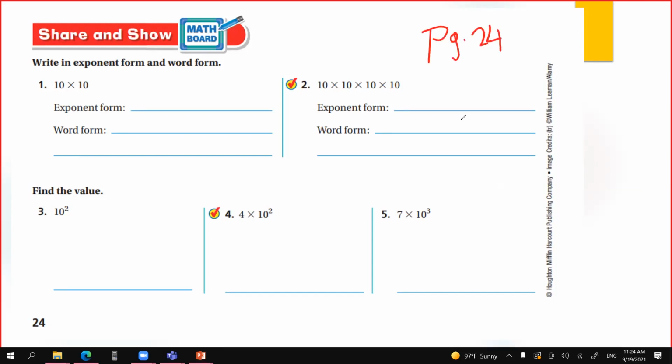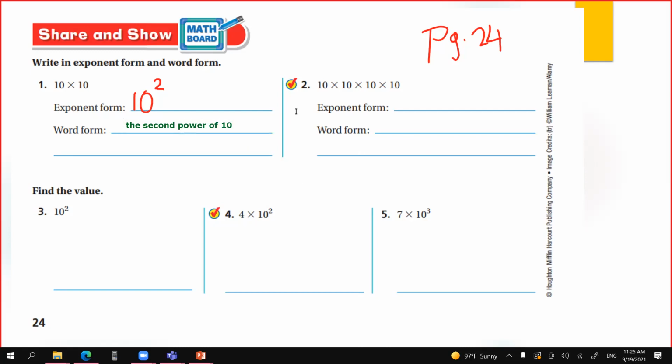Now, look at the first one here. We have 10 times 10. So how can I write it in the exponent form? It's 10 raised to the power 2. Is it right? And how do I write it in the word form? I will say the second power of 10. Yes, that's it.